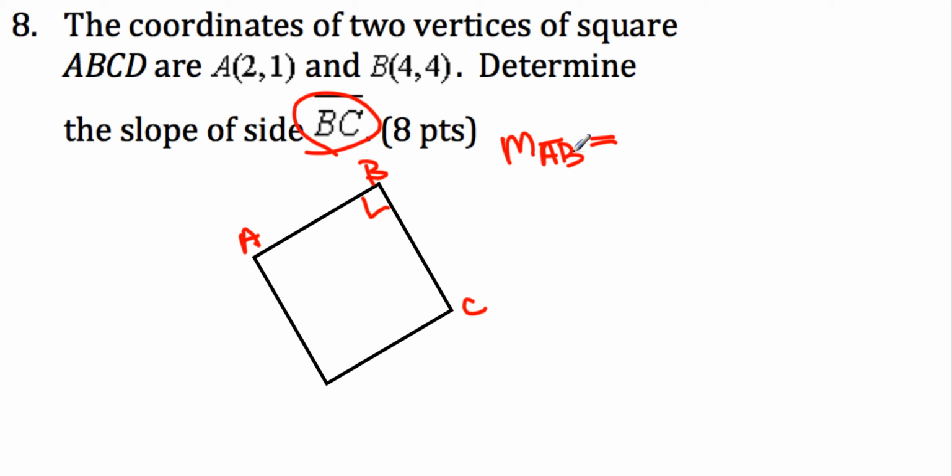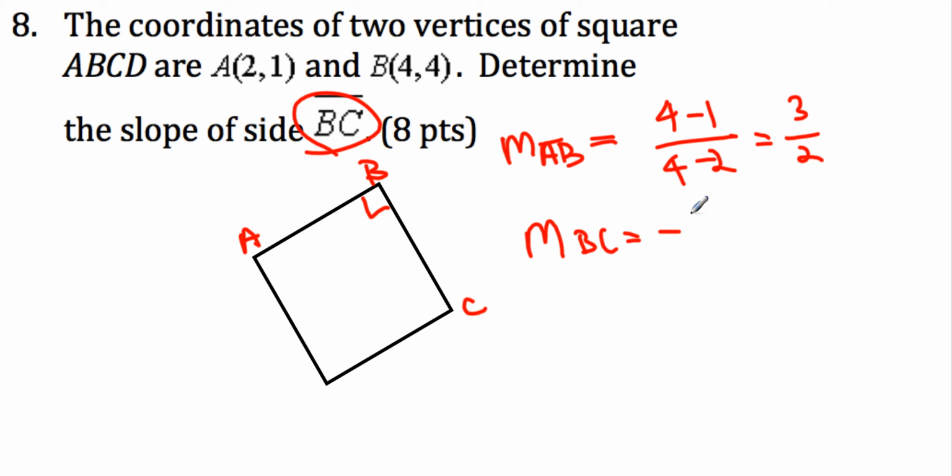So here, the slope of AB is 4 minus 1 over 4 minus 2. Then it becomes 3 over 2. So therefore, the slope that's perpendicular to that, BC, must be negative 2 over 3. Negative 2/3 becomes our slope.